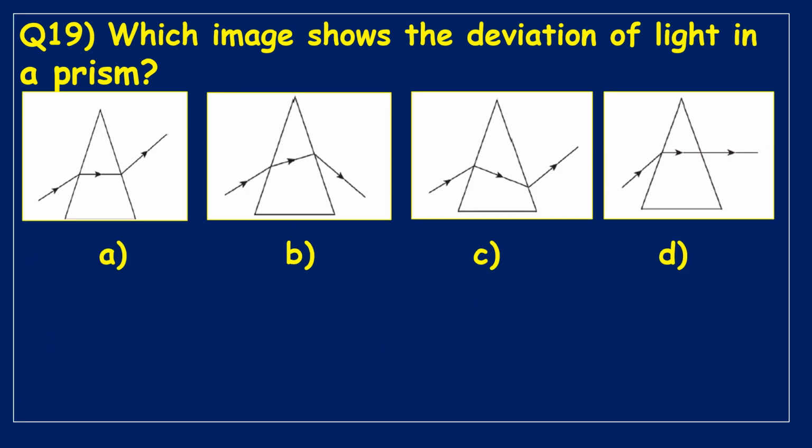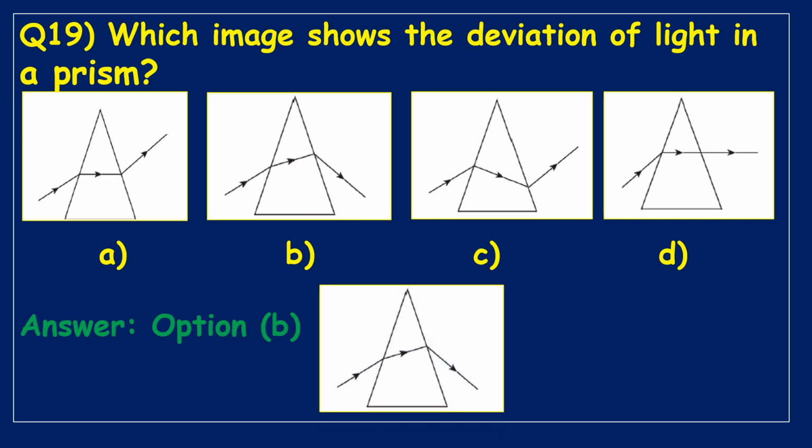Next question. Which of the images shows the deviation of light in a prism? Your answer is option B. See option B, the incident ray is coming slanting to the surface. After that it is refracted, and again it is refracted as an emerging ray. Incident ray, refracted ray, emergent ray. Option B is the correct answer.